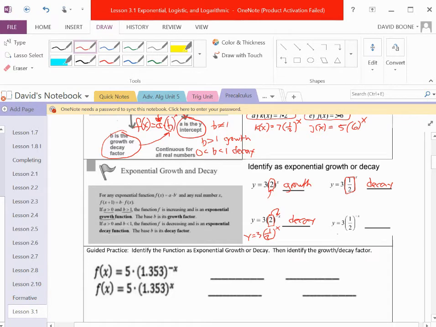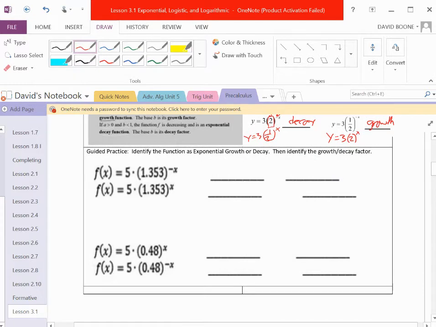Same thing with this one. This would be y equals 3, and we'd flip that fraction because of the negative exponent, and this would be growth. All right, so get a little practice here on these bottom ones. Identify first if it's growth or decay, and then identify the growth factor.